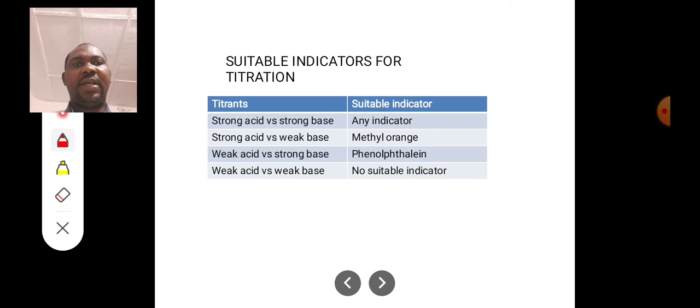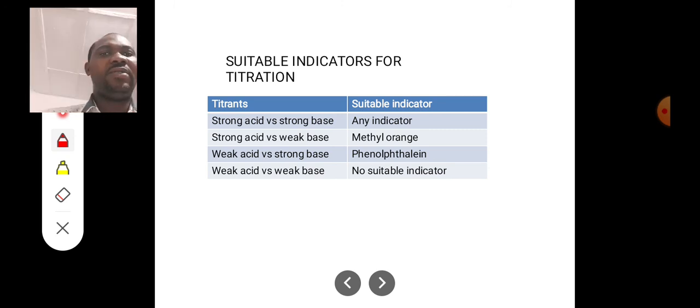These indicators are actually used during titration. So we have strong acid. When you're titrating a strong acid against a strong base, we can use any indicator, any of them. But when we are titrating a strong acid against a weak base, what we use is methyl orange.